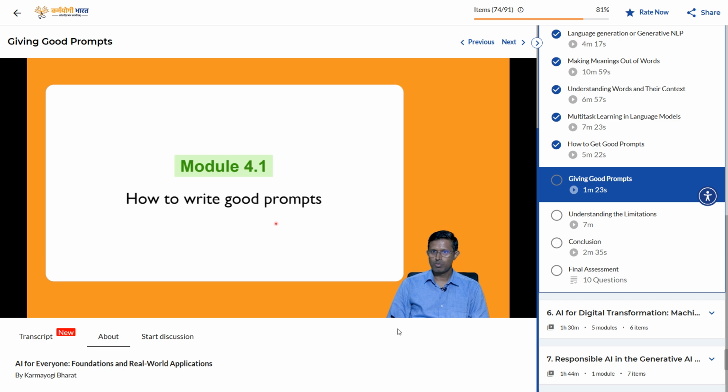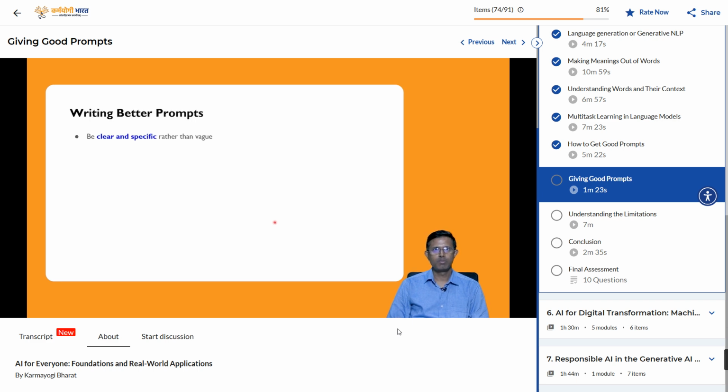So how to write good prompts? One thing is to be clear and specific, don't be vague. For example, if the prompt is "how do I fix my computer," versus specifying the exact symptom or situation, like "my laptop shows a blue screen and won't start, what can I do?" the system is able to help you in a better way. So be clear and specific.